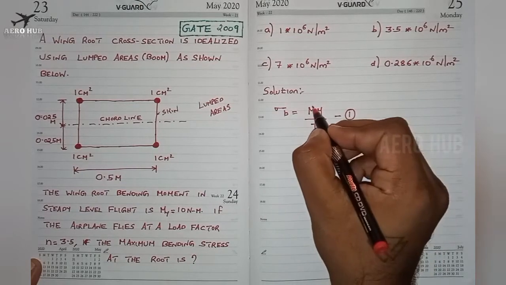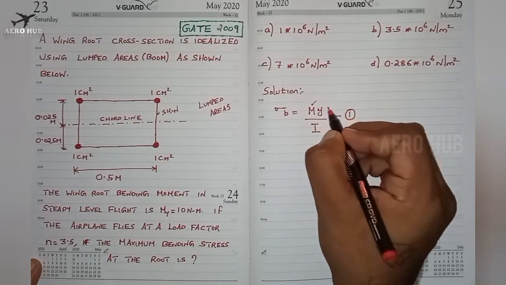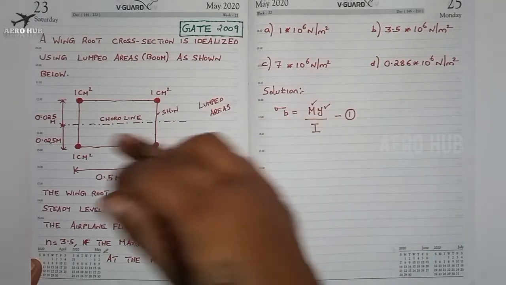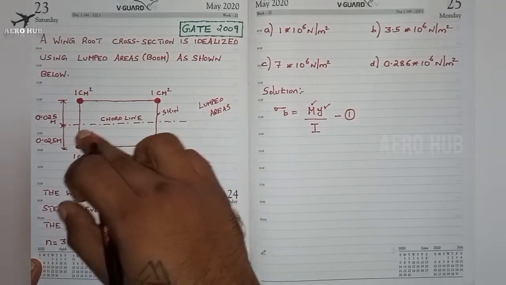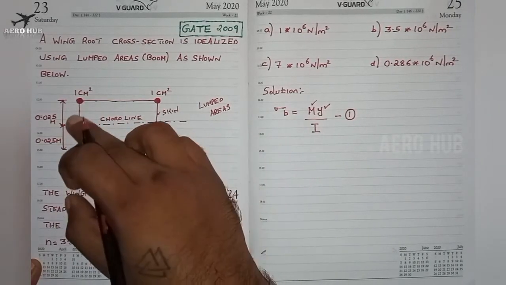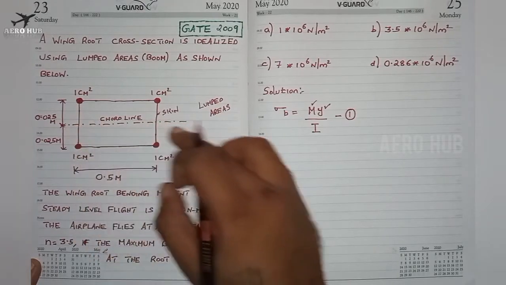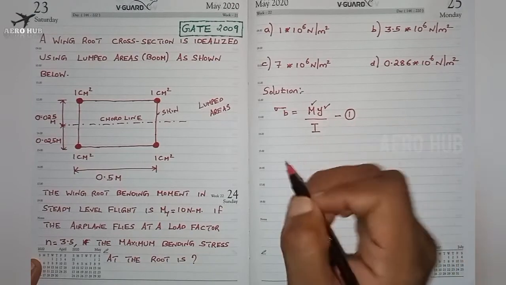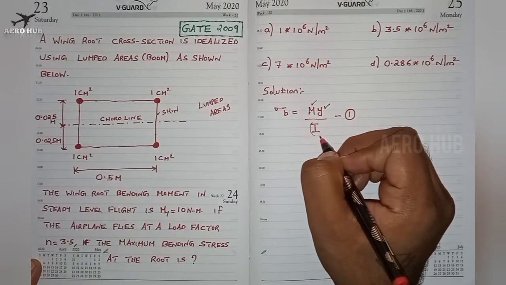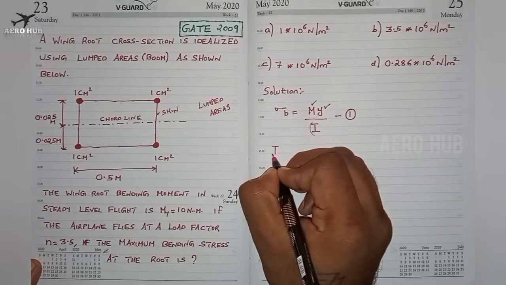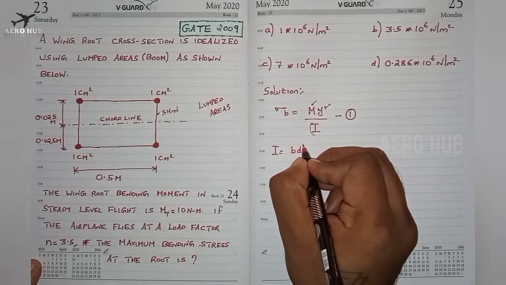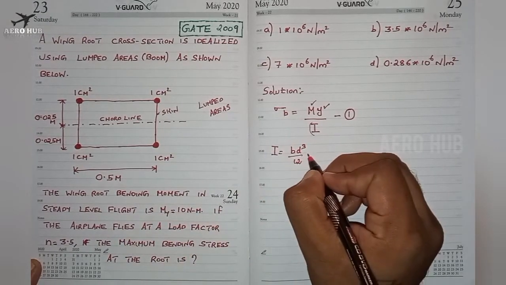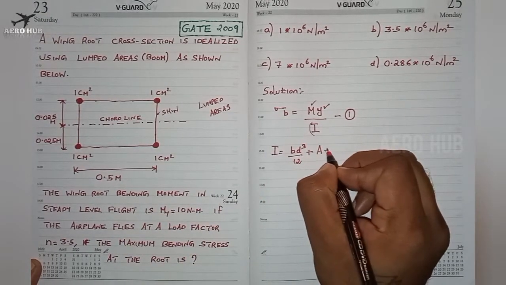We have the value of the moment. We have the value of y, which is the distance from the neutral axis. Here they have given the chord line, so the distance of each lumped area or boom area from the chord line is 0.025 meter. The value of y is the same, and we have to find the value of moment of inertia. We have the equation I equals bd cube by 12. Since the moment is acting in y direction, we are using Ixx plus A y square.